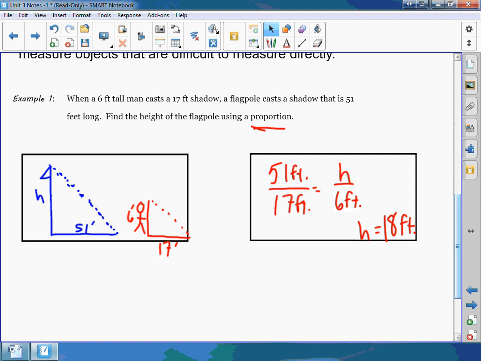Is 17 a factor of 51? I know we think 17, oh, it's prime, but it is. Like some of you said, yeah. How many times does 17 go into 51? Emily? 3. So you could say the shadow length is 3 times the length, so then the height must be 3 times the height of the person, which in fact it is. It ends up being 18, right? So that could have been another approach. All right, let's turn it over.